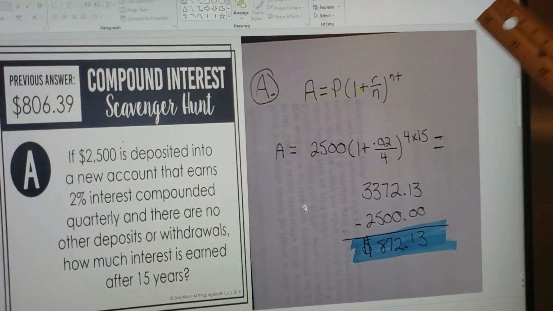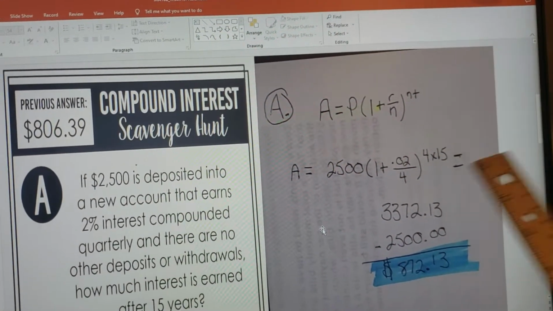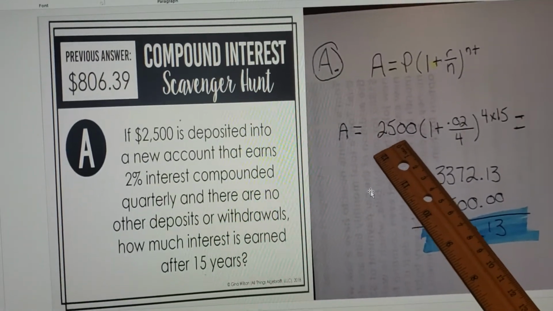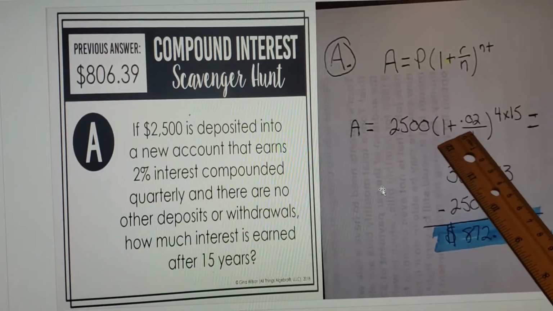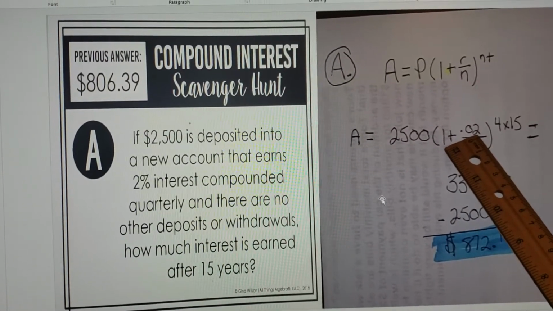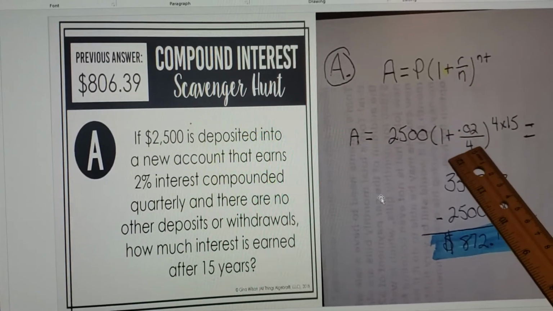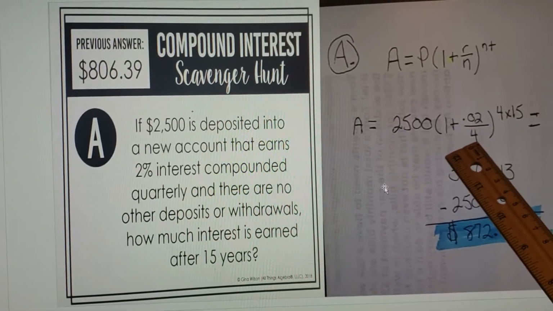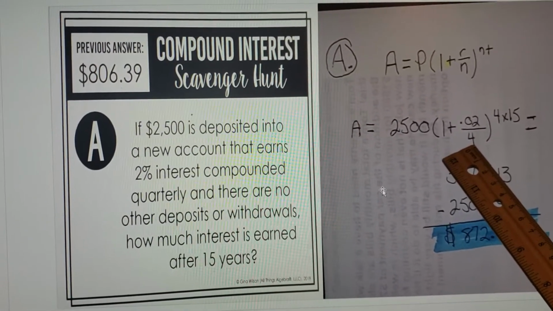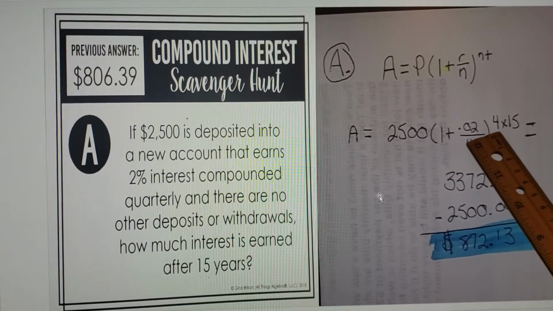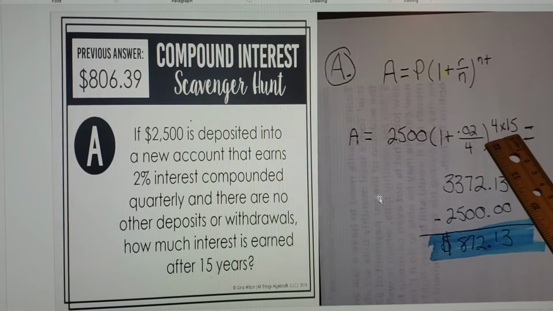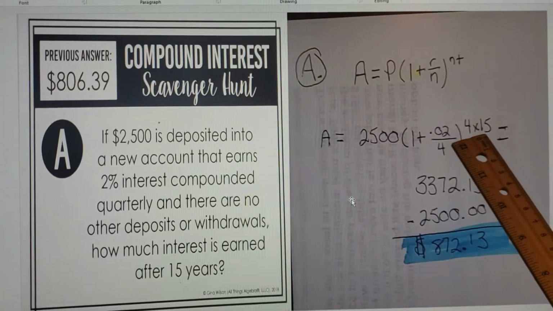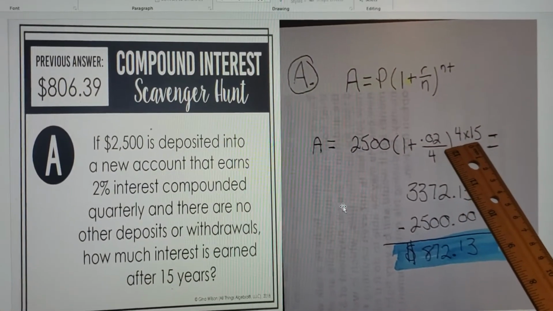So I wrote my formula up here. $2,500 is the original amount deposited. 2% interest is the rate. It's compounded quarterly, which is 4 times a year. Also you have to multiply, and it's over 15 years. It asks you how much interest is earned over 15 years. It's a 15-year period. So 4 times a year for 15 years.